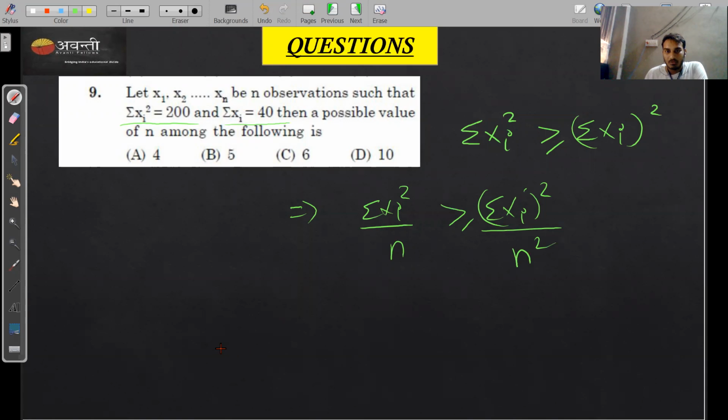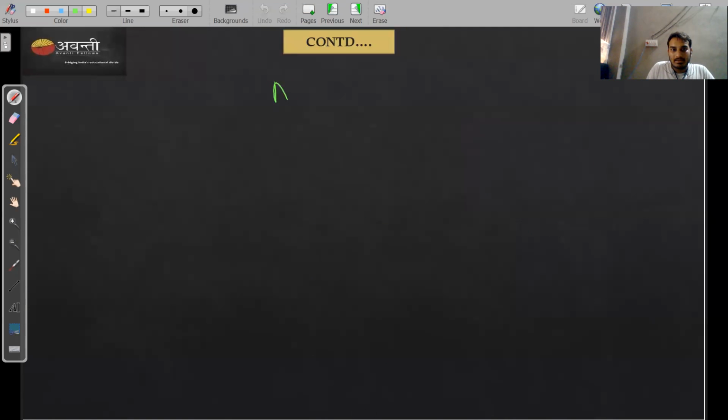See now, what is summation of xi square? 200 by n. Yes or no? Greater than or equal to summation of xi, which is given as 40, so 40 square by n square. Yes or no? If this inequality is clear, then this question is now zero. Now this question doesn't have that strength. We have broken this question because this was the main crux of the question. Okay. So now when you solve it, you get n greater than or equal to 8.